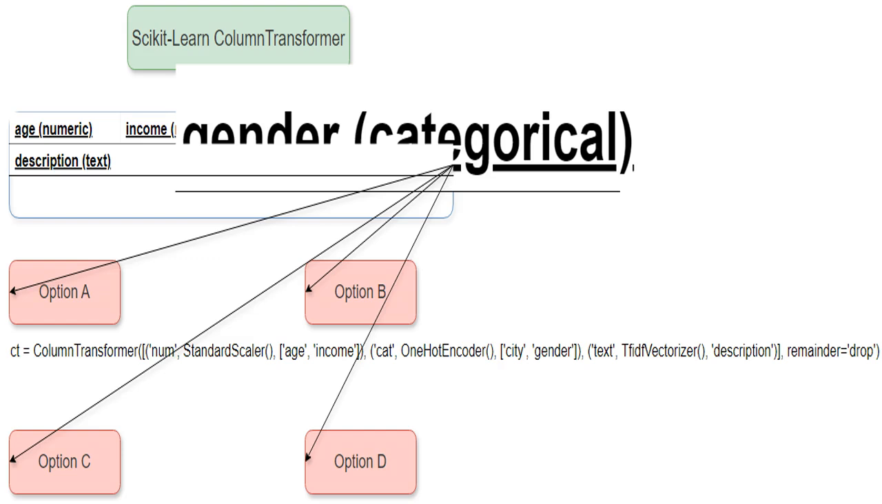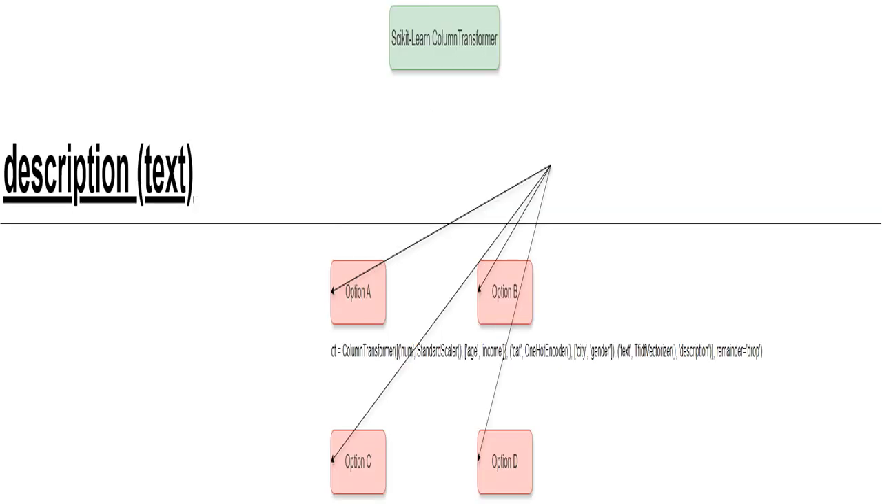Like city, I need to handle it with one-hot encoding. This is a text feature. Description contains text data like descriptions of items or people. To use this text in machine learning, I need a special technique called TF-IDF vectorization to convert text into numerical data that the machine learning model can understand.